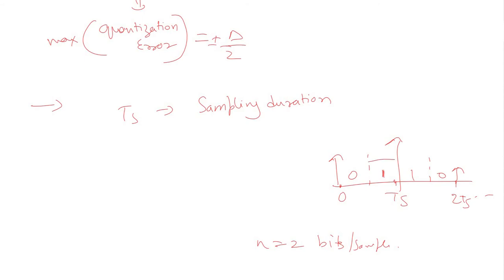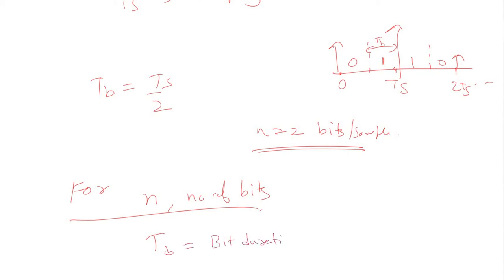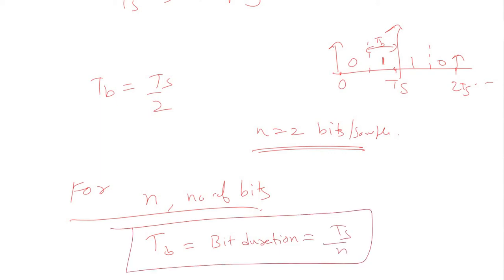So the bit duration would be this TB, and TB will be equal to TS by 2. This is for the case when n is equal to 2. In general, for n number of bits, TB, that is the bit duration, is equal to TS by n. This is one important relationship.